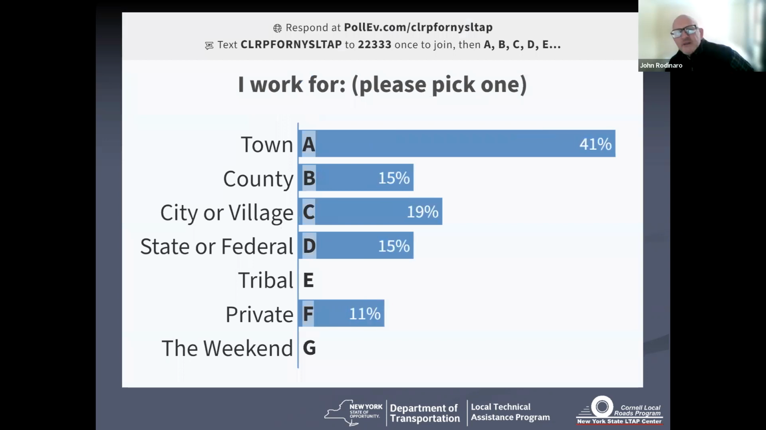And we're going to use another tool, Poll Everywhere. I think it looks like most folks are already logged in and using it. We're going to use this to get a sense of who's in the audience today. And our first question is about what organization you work for.